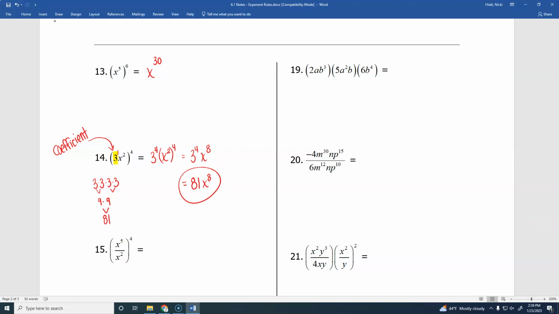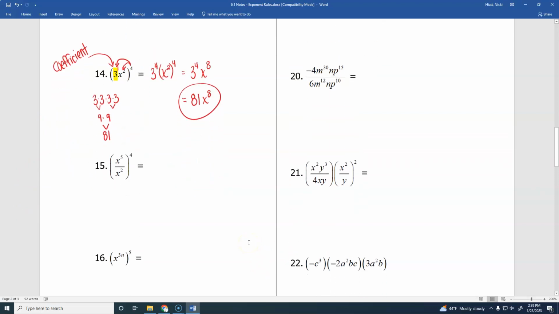So the 3 is getting raised to the fourth power, and this is also getting raised to the fourth power. It's really common for me to see students do like 12 times x to the 8th power. They multiply that, but you're doing 3 to the fourth power, not 3 times 4. All right, what do you guys think on this one?